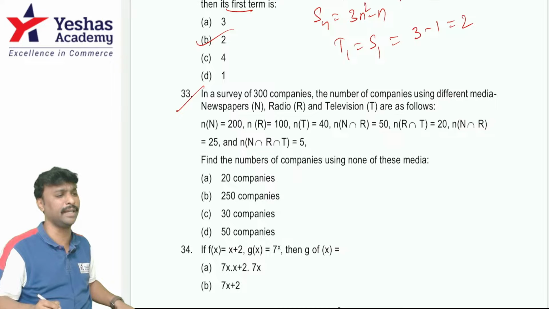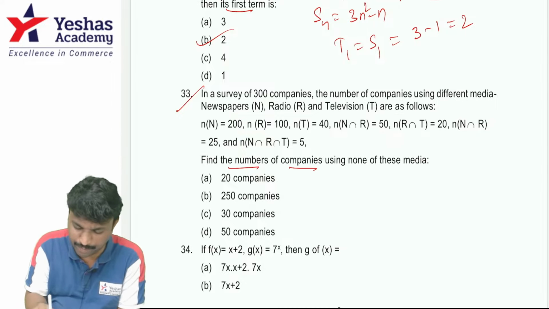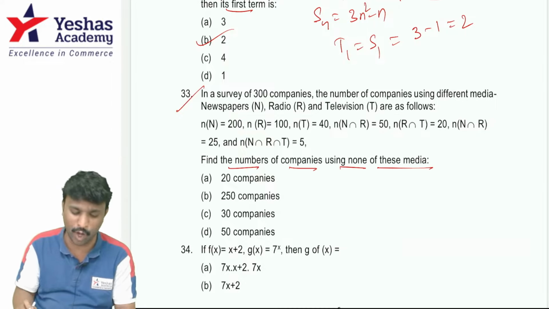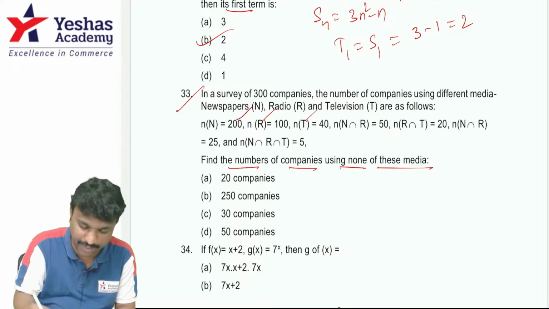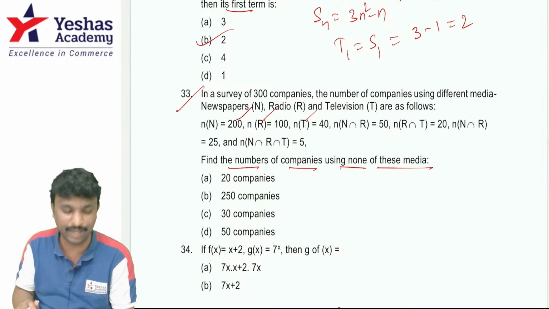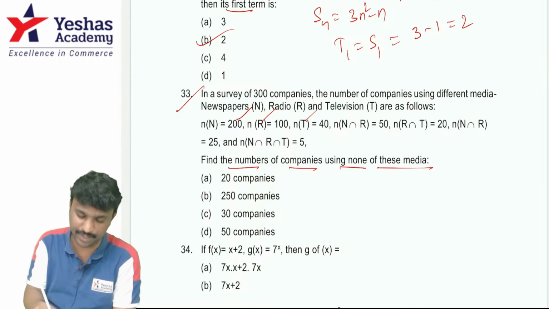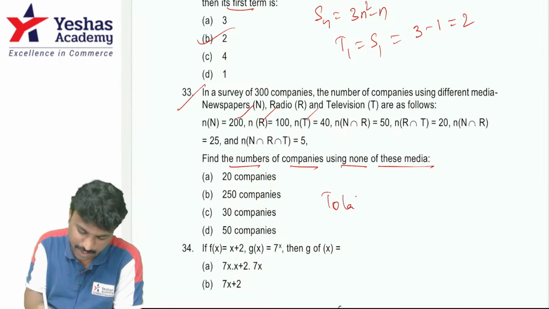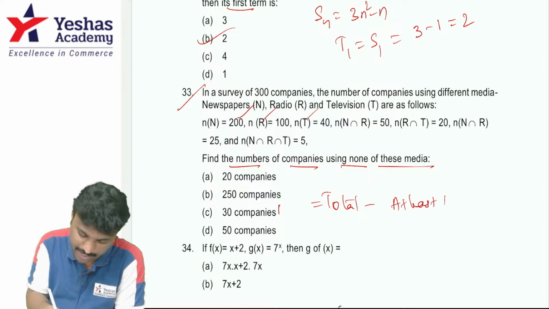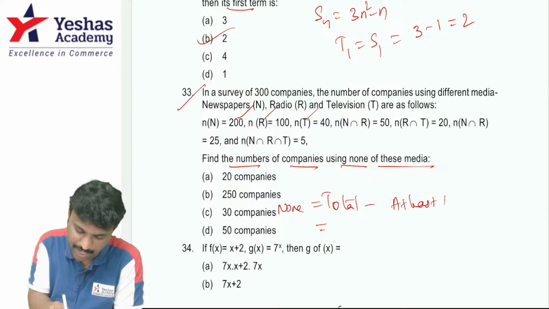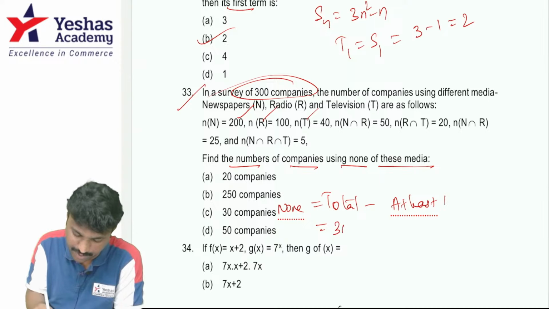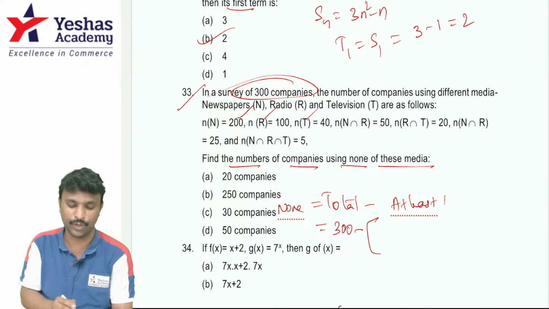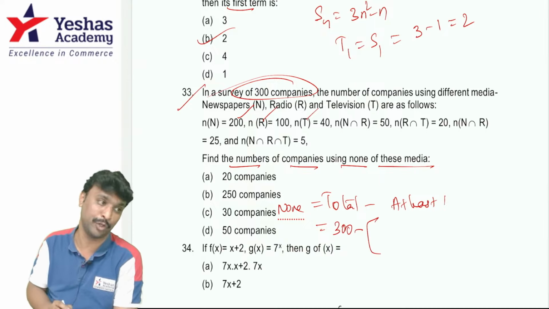When the question is lengthy, read the last part of it. Find the number of companies using none of these media. So how many media are there? 1, 2, 3. So 3 media are there. So none means total minus at least one. Total minus at least one. So total, how many companies are there? 300. At least one means, it's an addition theorem we have to use.